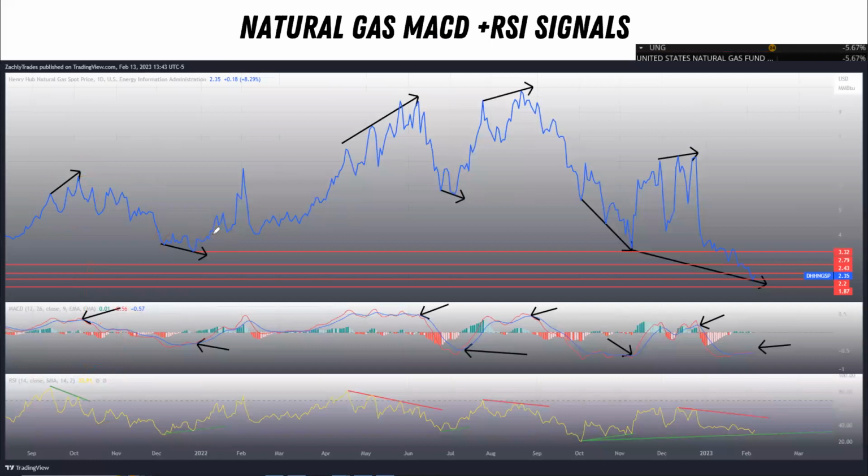Over here, we actually get a bullish divergence, making lower lows while making higher lows on the relative strength index, and we get a nice crossover. And this has happened and repeated itself many, many times.